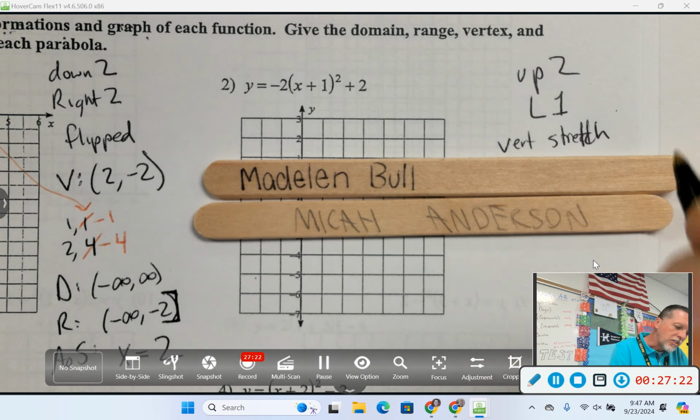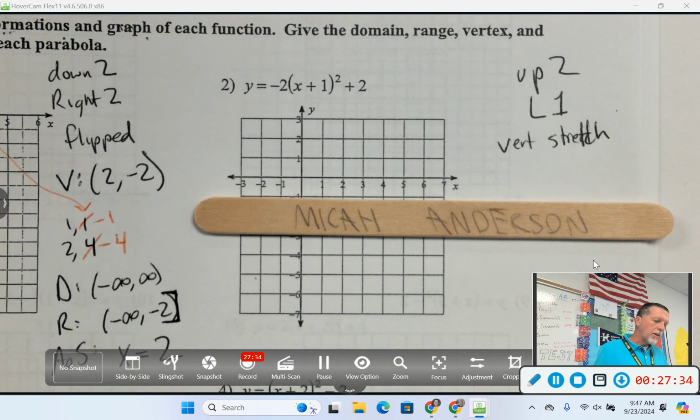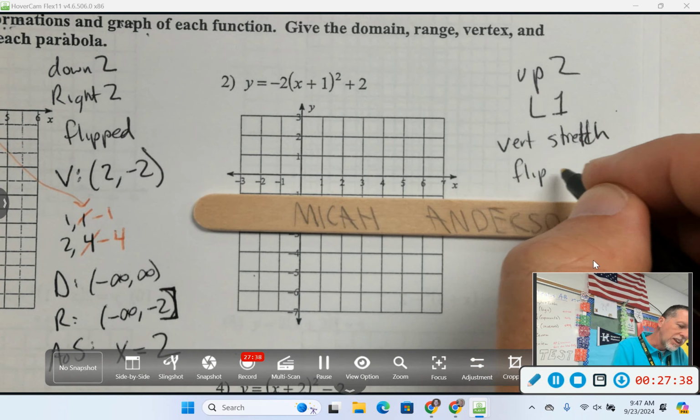Can't spell stretch today. Madeline, what does that mean when it comes time to mess with the table? What am I going to do on that table? Multiply your y's by -2. Perfect. Multiply the y's by -2. Micah, what else? What's the other? Flip it vertically. It's been flipped vertically.